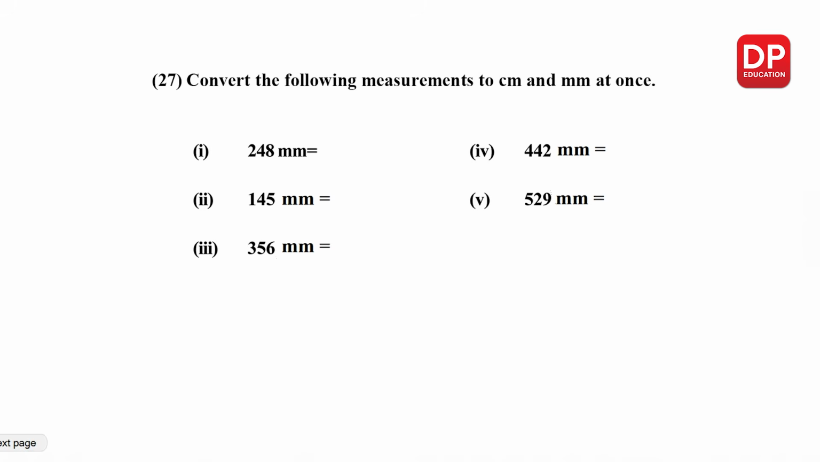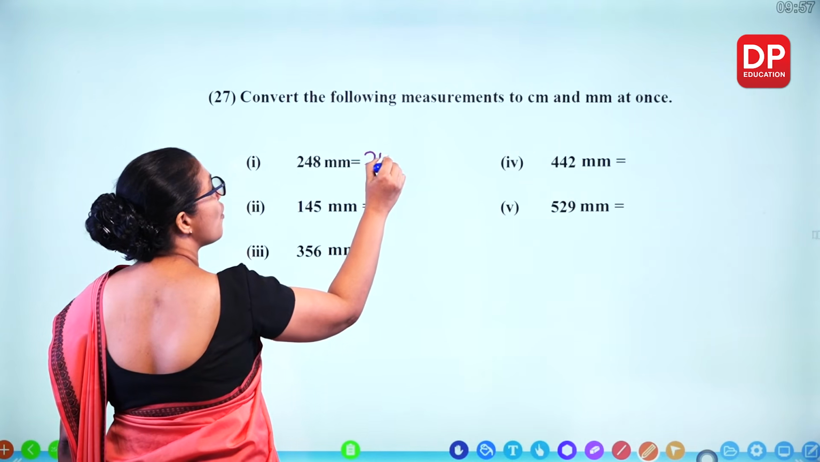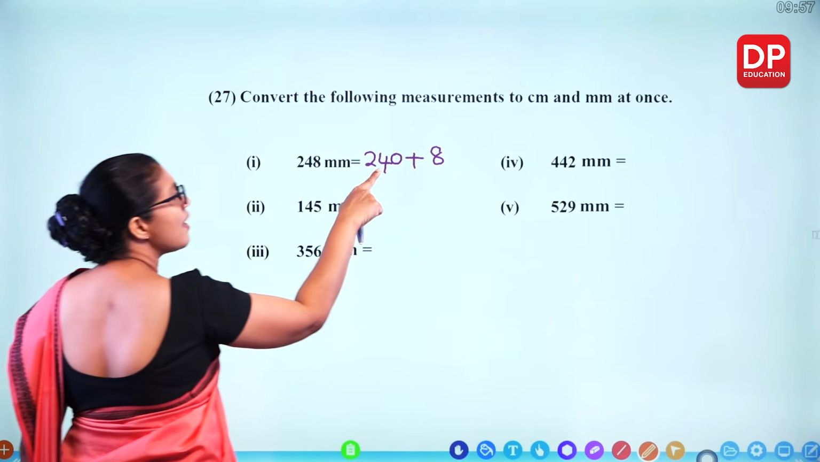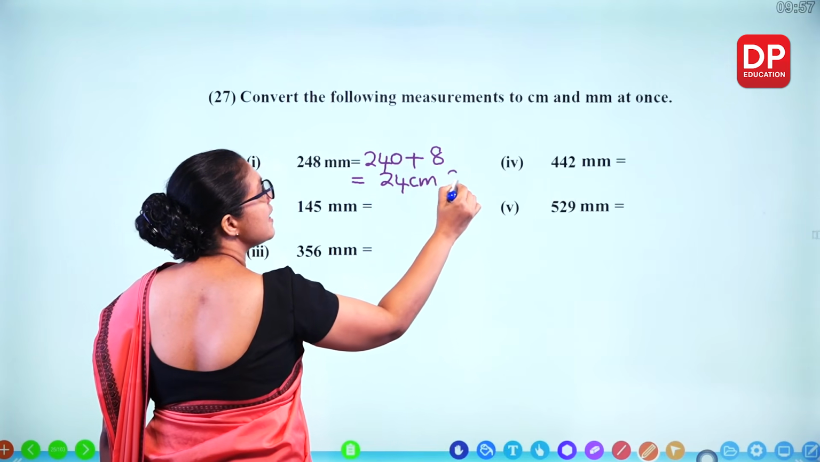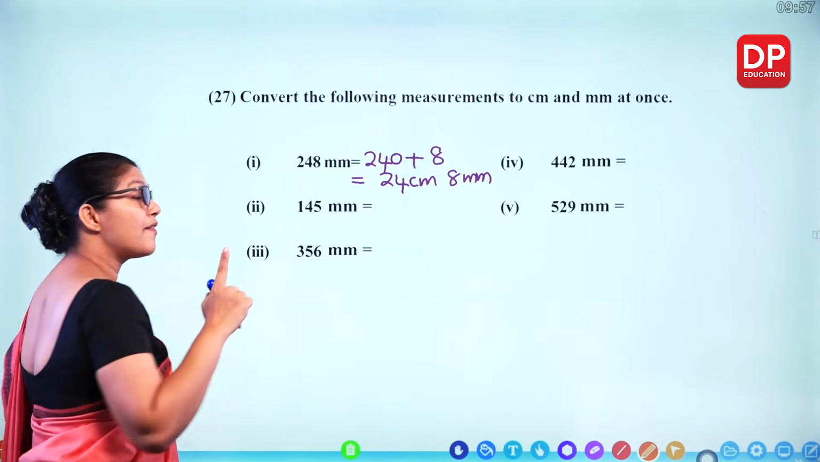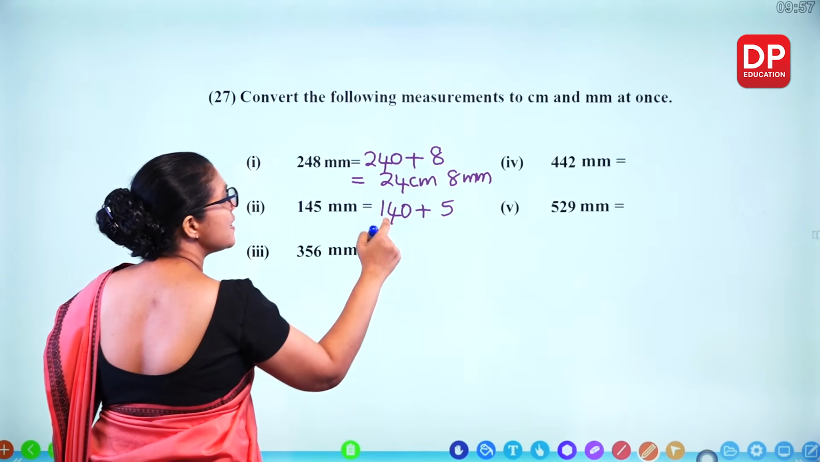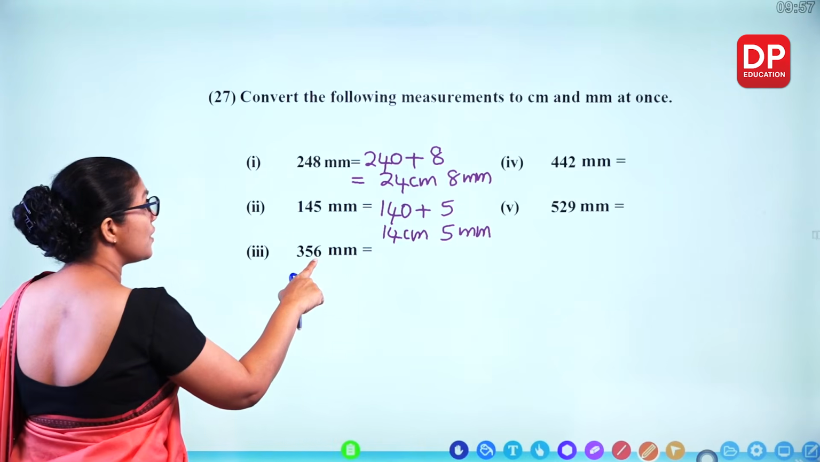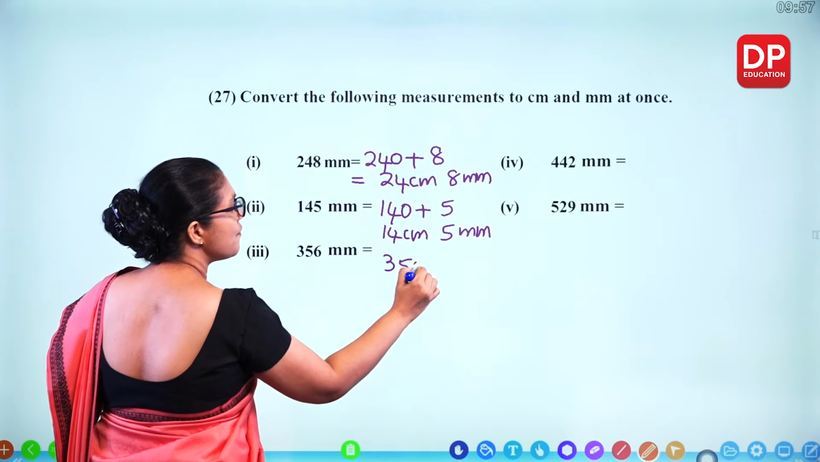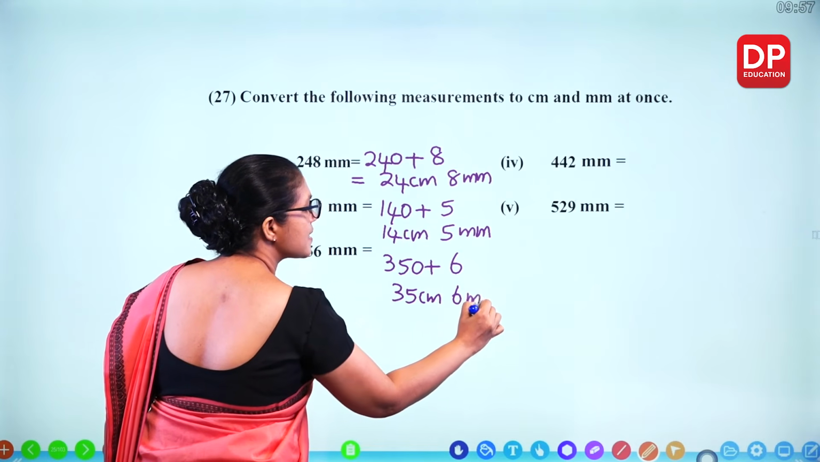Convert the following measurements to centimeters and millimeters at once. So 248, I can just write 240 plus 8. And this one I can divide by 10. So 24 centimeters and 8 millimeters. 145 I can split to 140 plus 5. So that means 14 centimeters and 5 millimeters. This one, 356. 350 plus 6. 35 centimeters and 6 millimeters.